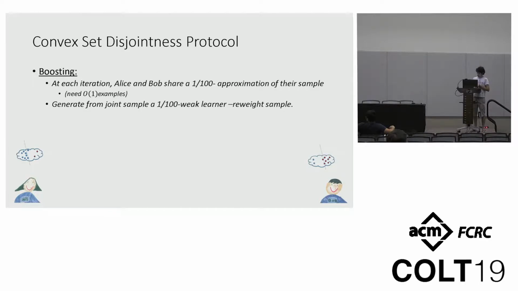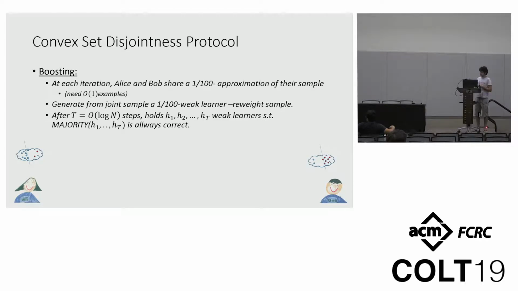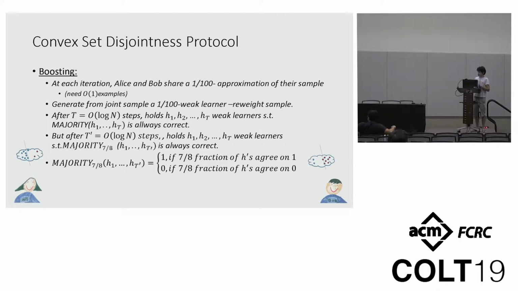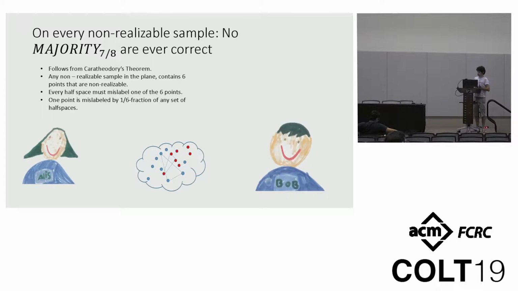And then the standard result of boosting tells us that after log n steps, they're going to hold a set of t log n weak learners whose majority is always correct on the sample. But you can also prove that if they run the algorithm a little bit more, then it's not just the majority that is correct, but 7/8 of the hypotheses are going to be correct. And they're going to run the algorithm until that happens. And what I claim is that if the sample is non-realizable, they won't be able to do that. So if they are able to do that, that proves to them that the samples are realizable.